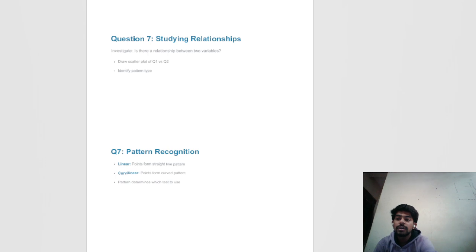Question 7. Question 7 takes us into relationship analysis. Here we analyze the relationship between two survey questions by creating a scatter plot of Q1 versus Q2 responses. By visually examining this plot, we can identify whether there is a pattern in how students respond to these two questions and determine what type of correlation exists.